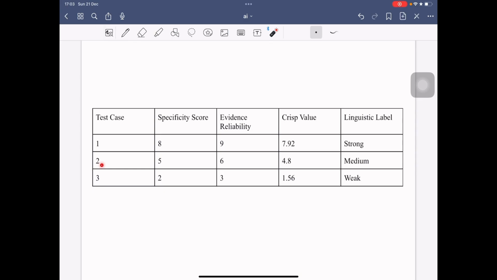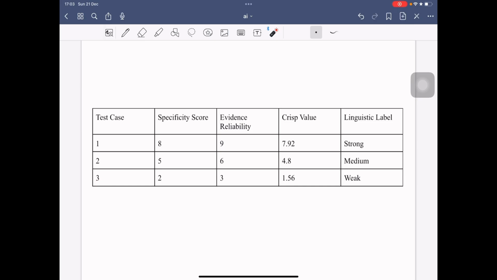Moving on to test case number 2, with a specificity score of 5 and evidence reliability of 6, where both inputs are considered medium. It produced a crisp value of around 4.8, which falls under moderate or medium confidence. This shows that the evidence is somewhat reliable, but not strong enough to be fully trusted. So with this result, it usually requires further checking before we can make a final decision.